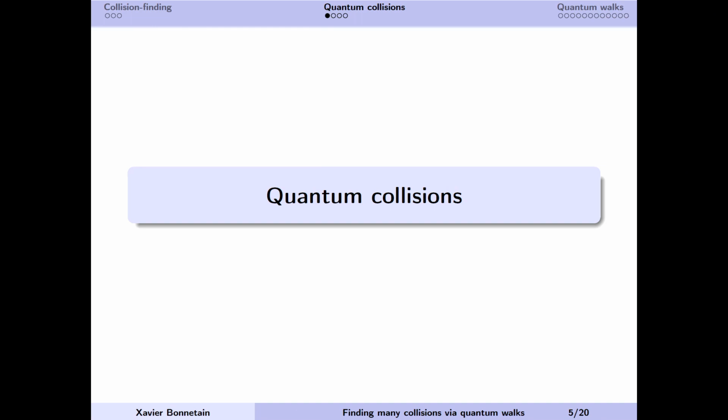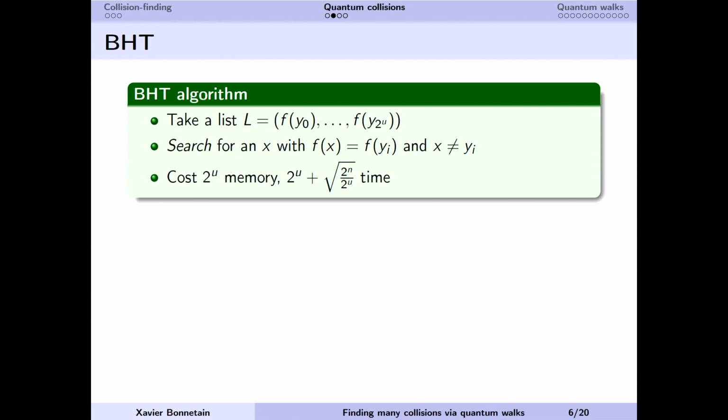When we talk about quantum collisions, there is one algorithm that comes to mind, which is the BHT algorithm, for Brassard, Hoyer, and Tapp, a quantum improvement over this list-based algorithm. The idea is still to take a large list, but instead of looking for a collision inside this list, you look for just another random input that collides with one element of the list. You search for this input using a quantum search, because this gives you a quadratic speedup.